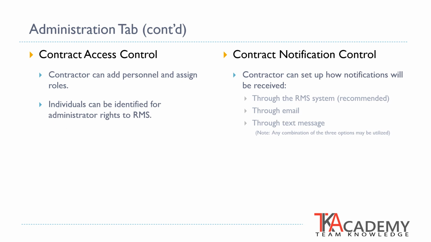In the Contract Access Control feature, the construction contractor can add personnel and assign different roles to them. Individuals can be identified for administrator rights to RMS. The Contract Notification Control feature is used to set up how notifications will be received. Notifications can be received through the RMS system, which is the recommended method, through email, or through text messages. Note that any combination of these three options may be utilized during a project.